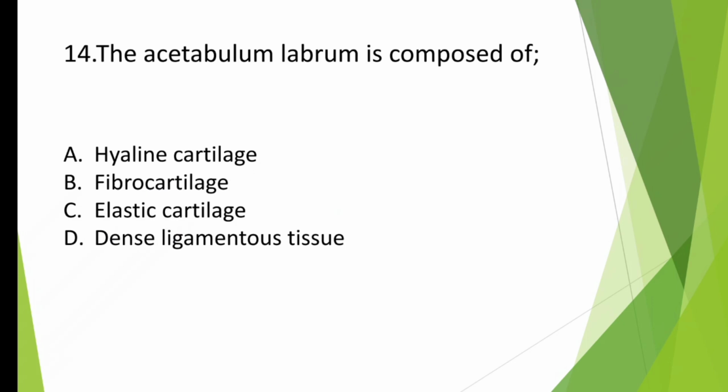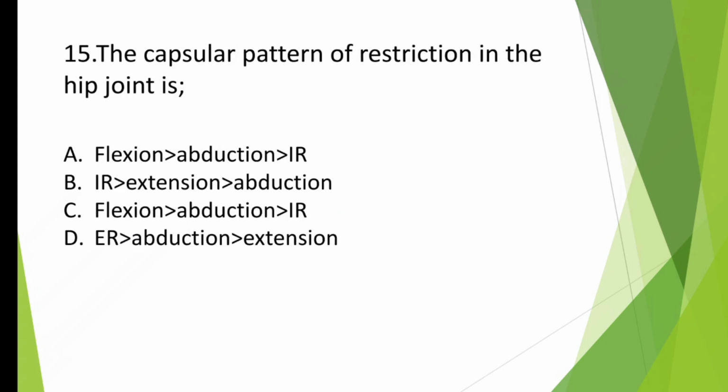Next question is the acetabular labrum is composed of hyaline cartilage, fibrocartilage, elastic cartilage and dense ligamentous tissue. And the right answer is fibrocartilage. Next question is the capsular pattern of restriction in the hip joint is flexion, abduction, internal rotation, extension and abduction, flexion, abduction and internal rotation, external rotation, abduction and extension. And right answer is flexion, abduction and internal rotation.